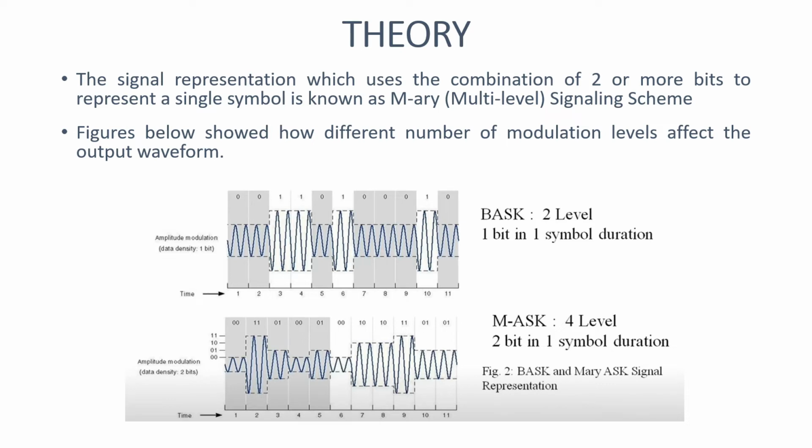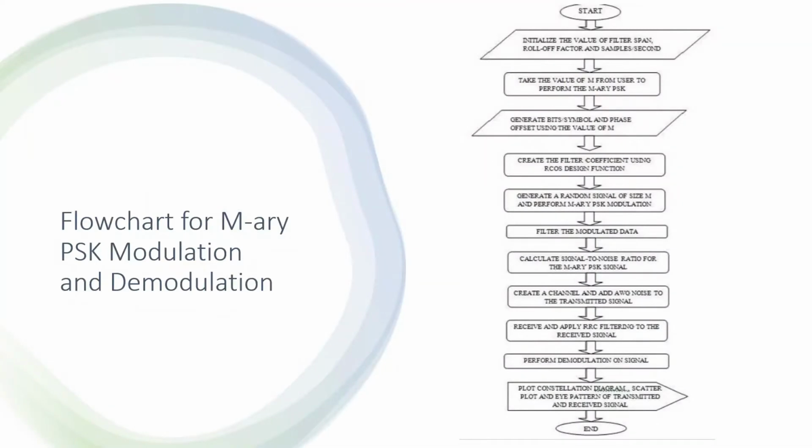As you can see, at the top we have the binary ASK, while at the bottom we have multi-ASK. In the binary, there are 2 levels, 0 and 1, and each symbol has only 1 bit. Compared to multi-ASK with 4 levels, the levels start from 00 up to 11, and each symbol has 2 bits. Another thing, the multi-ASK took 5 steps to create the waveform that the binary created in 10 steps.